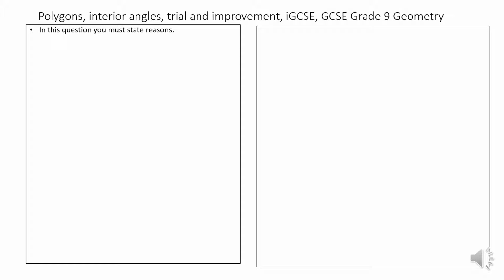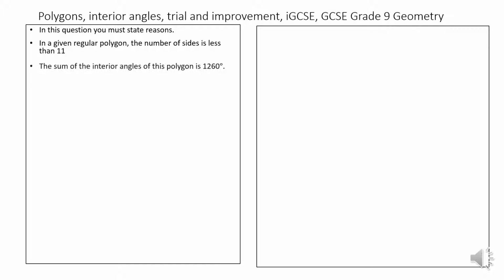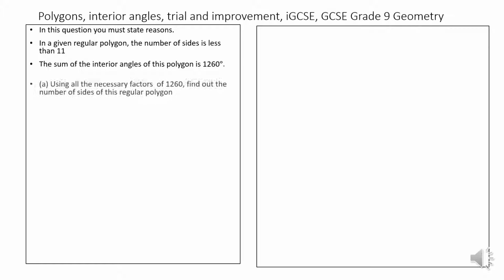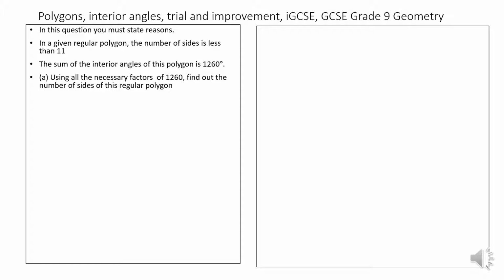It says in this question, you must state your reasons. And then it says in a given regular polygon, the number of sides is less than 11. The sum of the interior angles of this polygon is 1260 degrees. Using all the necessary factors of 1260, find out the number of sides of this regular polygon.